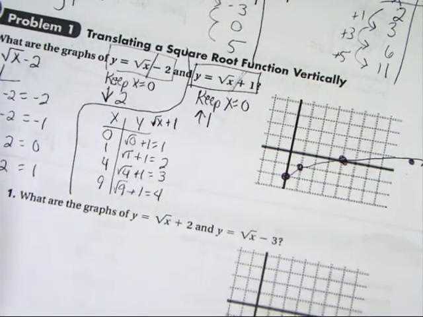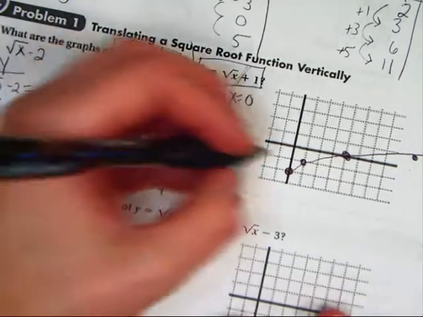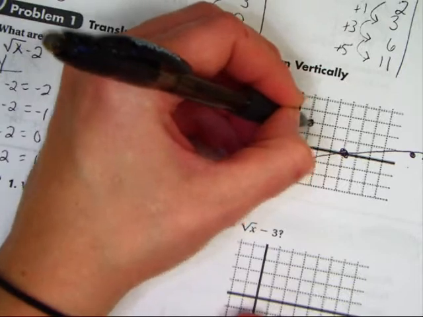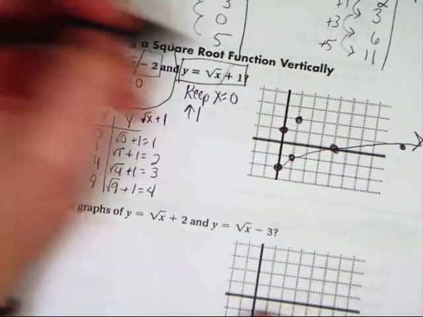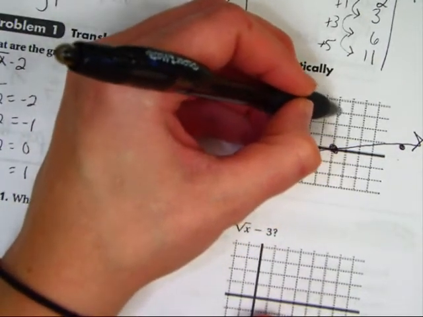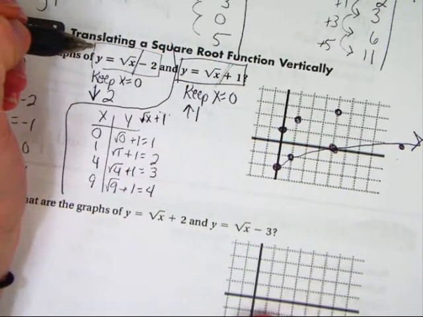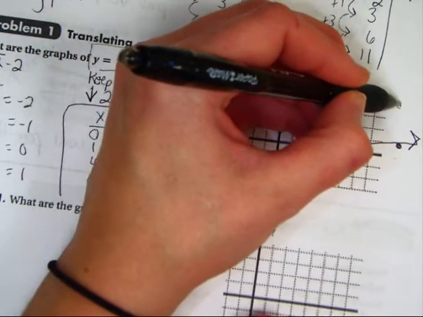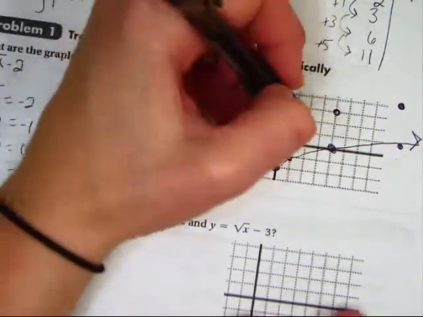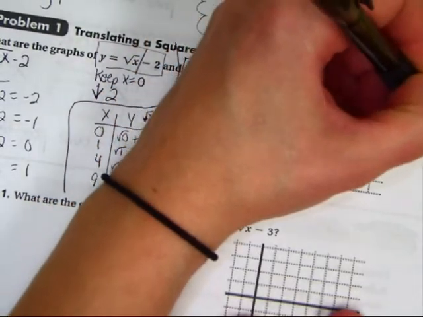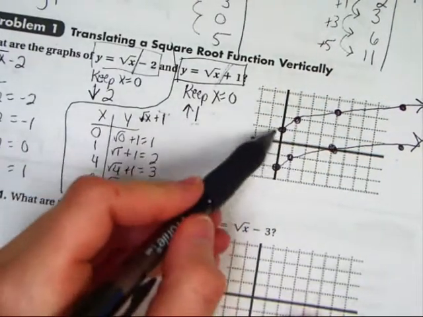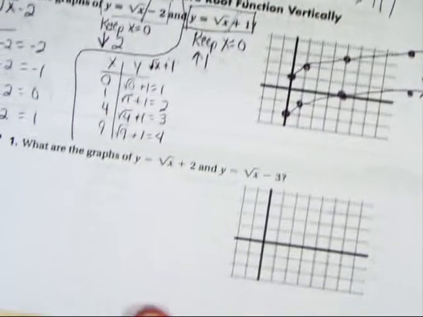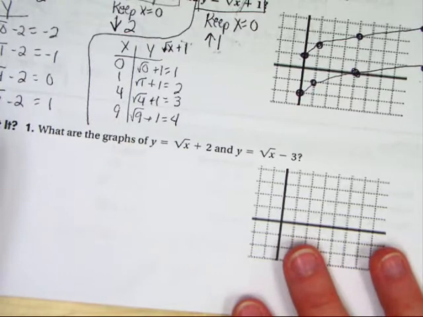Let's plot our new points. 0, 1. 1, 2. 4, 3. 9, 4. Can you see how they're both exactly the same shape? One is moved up 1 point from the origin. The other one's moved down 2 points from the origin. Okay, so let's do this one over here.